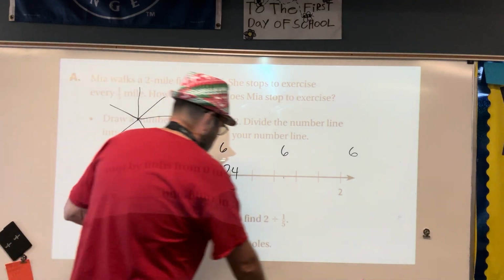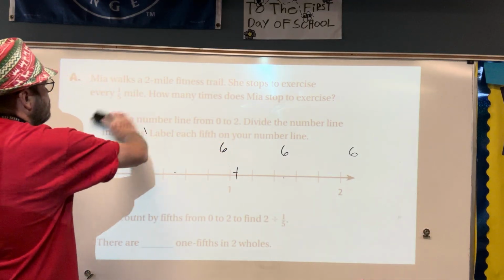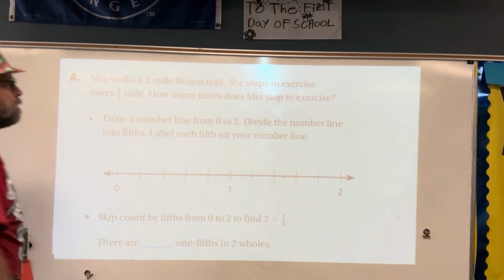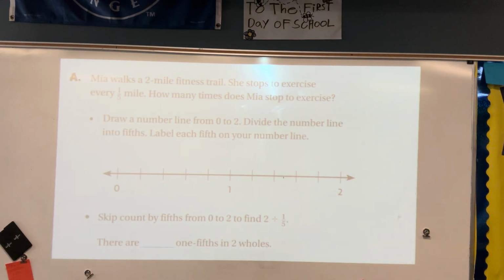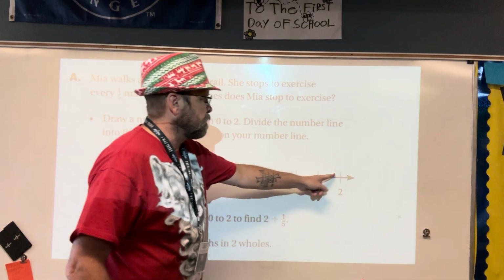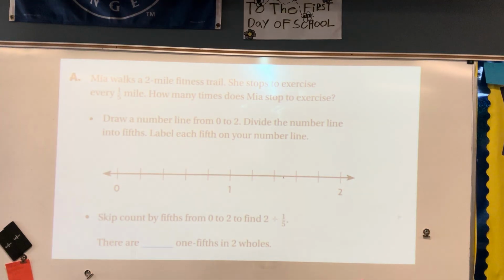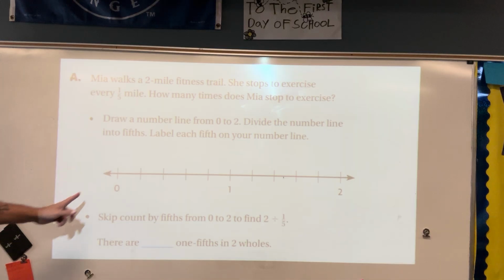Now they also have number lines here. Number lines are another way that they show division of whole numbers and fractions. So if we look at this problem, Mia walks a 2-mile fitness trail. Here's our 2-mile fitness trail, starting at 0, ending at 2. She stops to exercise every 1/5 of a mile.